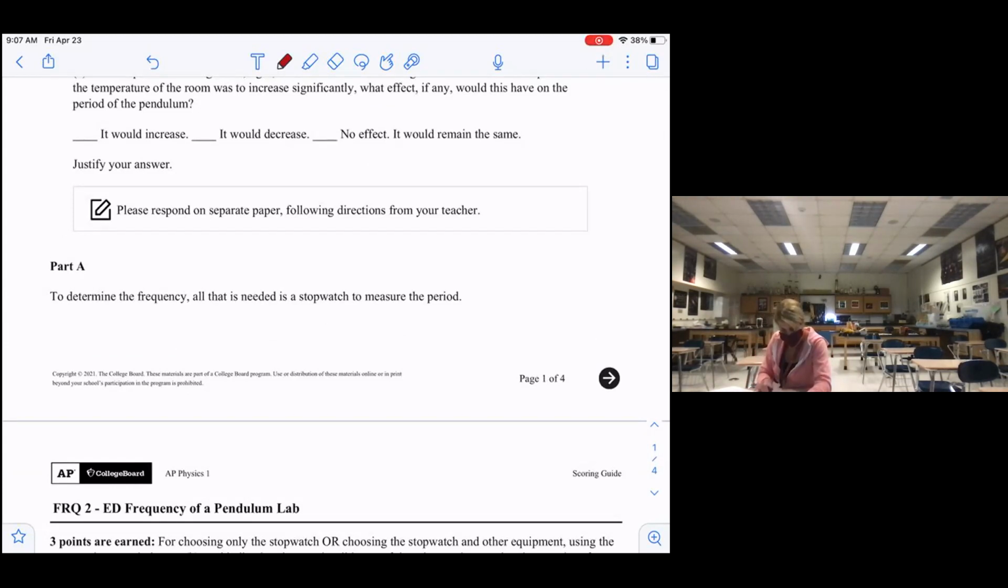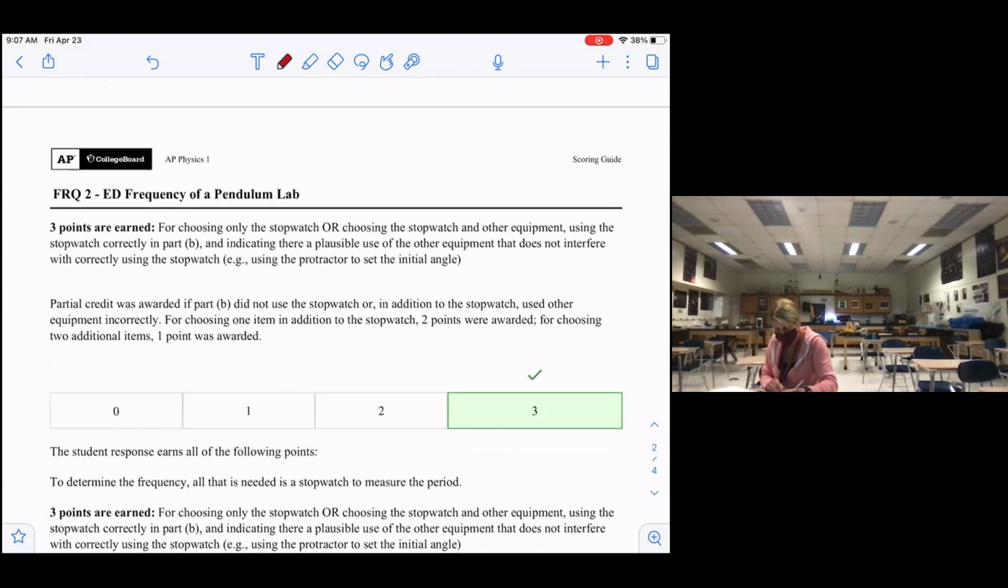Now this, I find it kind of surprising that this part A is 3 points here. So to figure out if you're going to earn 0, 1, 2, or 3, we're also going to need to look at your answer for part B. So right now, if you just had stopwatch, you get all 3 points. If you had other equipment in addition to the stopwatch, we're going to have to review your answer for part B as well to see if you're using the equipment correctly. That's not going to interfere with using the stopwatch. Okay?